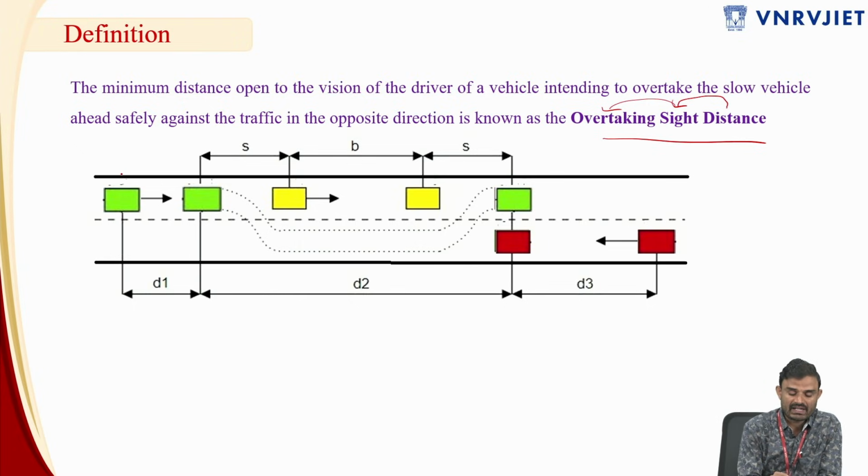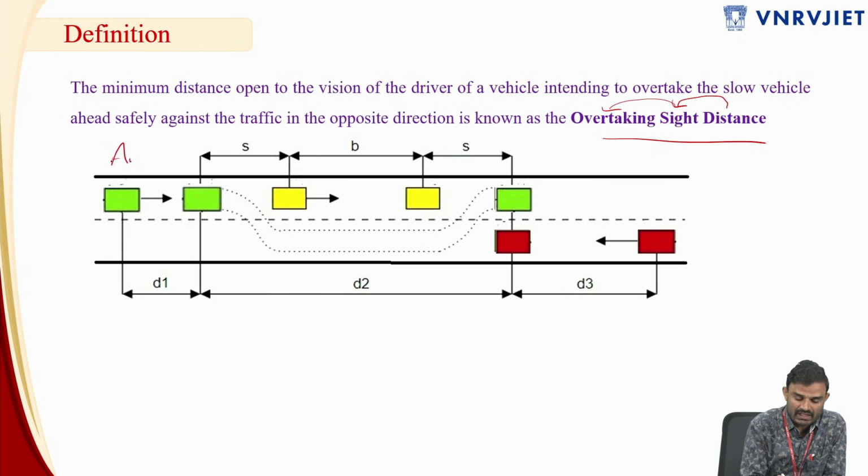So this is my green vehicle, vehicle A, which is traveling at higher speed. I'll go for the designation of the vehicles. You can see there are so many vehicles over here. The vehicle with green color is vehicle A, the high speed moving vehicle, and the vehicle with yellow color is the slow moving vehicle, and the vehicle in red color is the opposite vehicle.